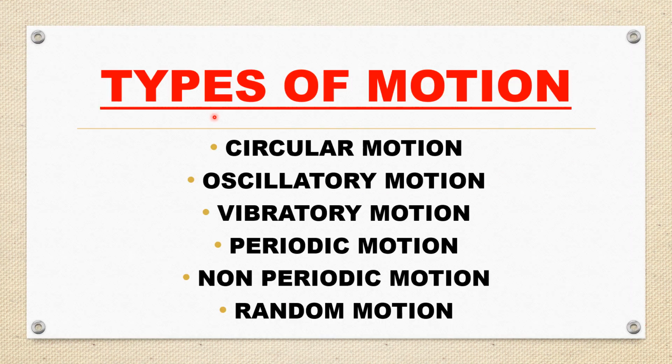Okay, today in class we are going to discuss the types of motions. We will discuss what is circular motion, what is oscillatory motion, what is vibratory motion, what is periodic motion, what is non-periodic motion, what is random motion, and obviously one more topic that is a combination of any of these two motions.